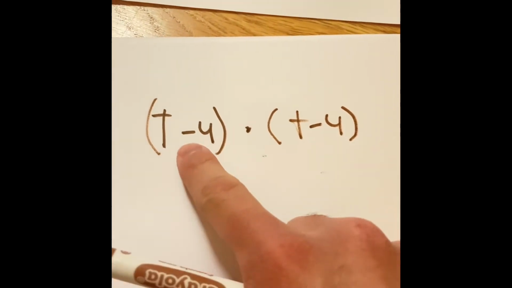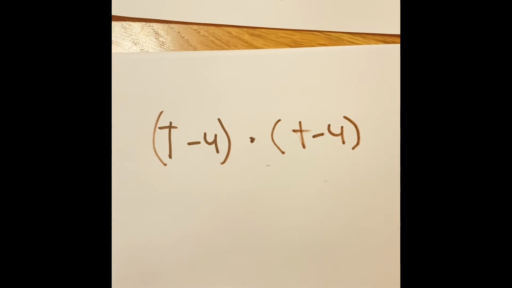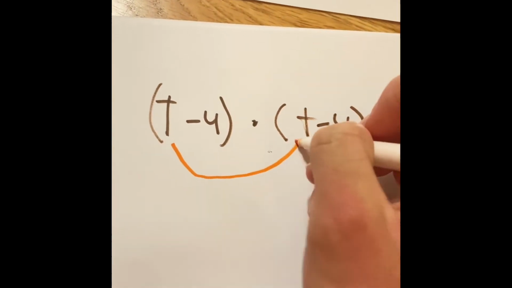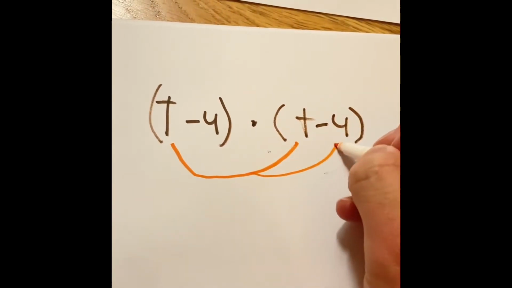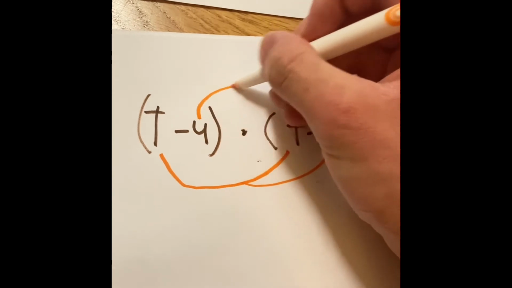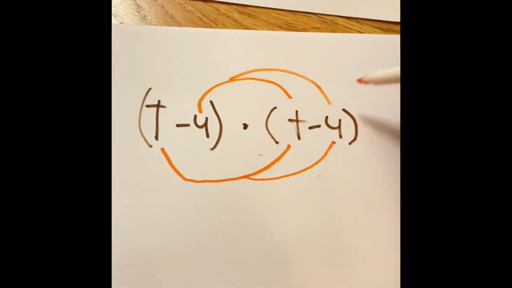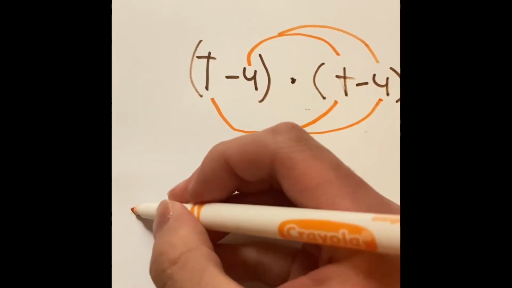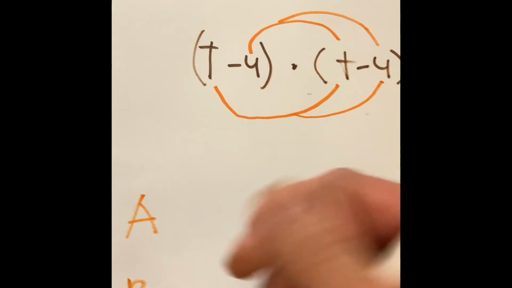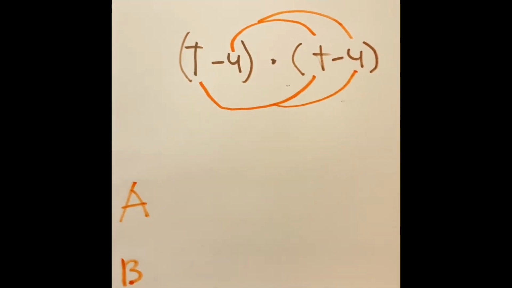Let's distribute this one into that one. What we're going to do is multiply t times t and t times -4. The second one is we multiply -4 times t and -4 times -4. So we're going to do equation A and equation B, because we're going to get two equations that we can combine to get our final answer.